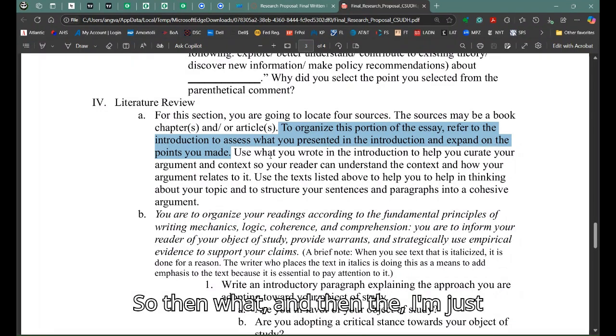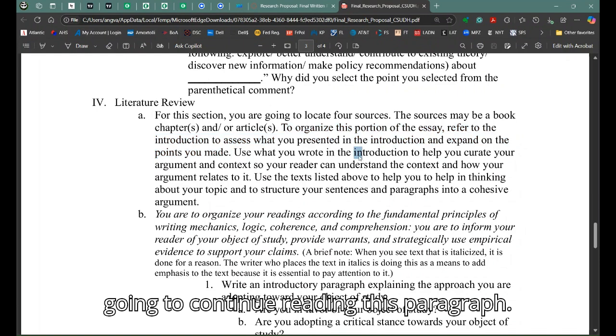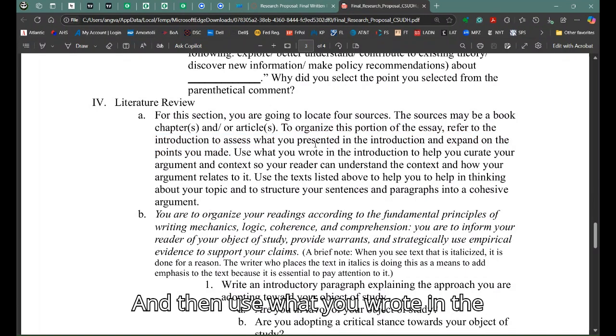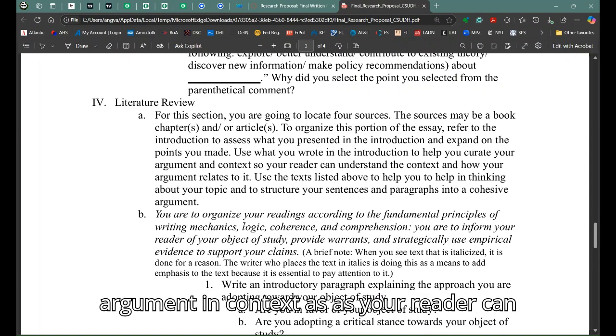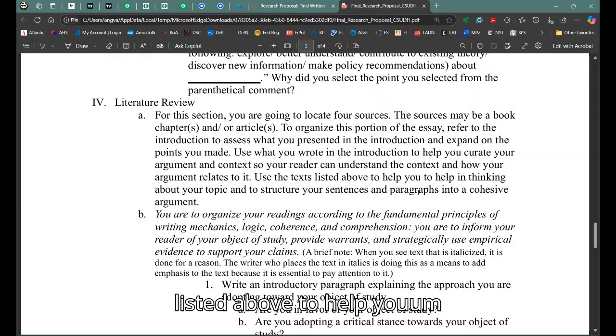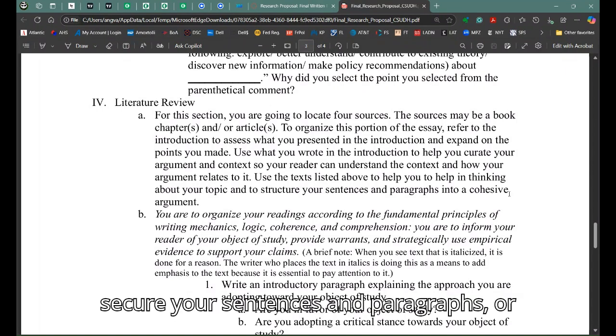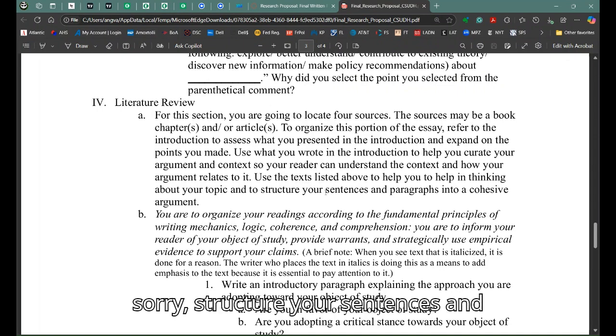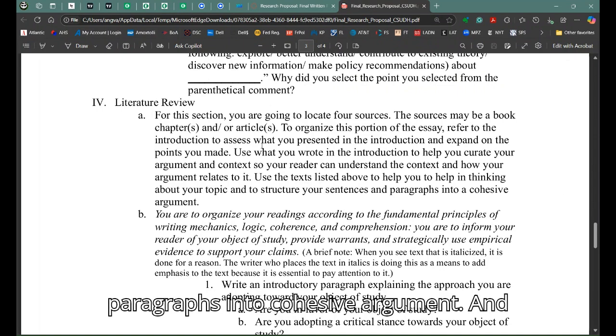I'm just going to continue reading this paragraph. Use what you wrote in the introduction to help you curate your argument and context, so your reader can understand the context of how your argument relates to it. Use the text listed above to help you in thinking about your topic and to structure your sentences and paragraphs into a cohesive argument.